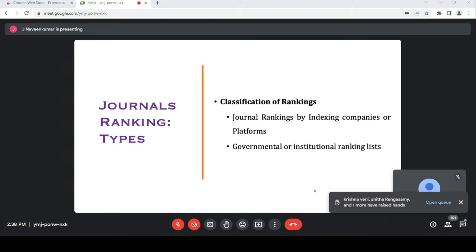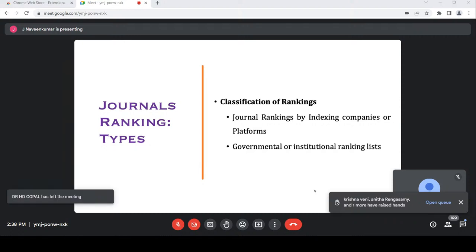Now, there may be cases where there are good journals, but you are not able to publish in that particular journal because its name is not on the list of journals provided by the institution, right? So what we can do is limit ourselves to that particular set of journals, or select any one journal from that list and publish your paper. That is one way of doing it, right?